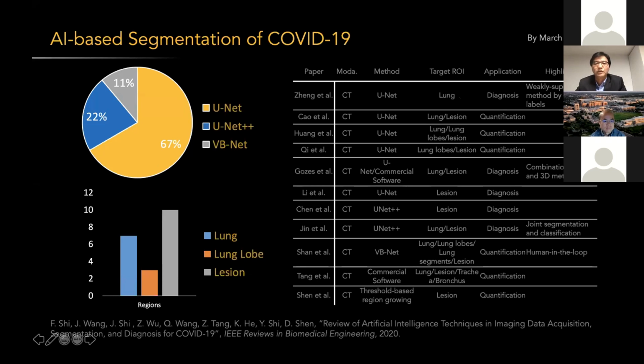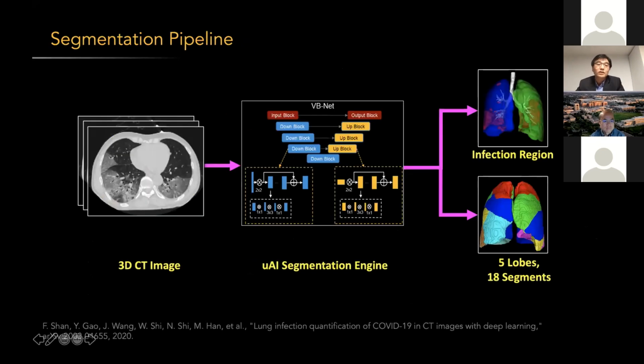These are some examples. In summary, 67% of the papers are using UNet, 22% of papers use UNet plus, and 11% use VBNet. This method is used for lung segmentation, lung and lobar segmentation, and also region segmentations. So this is just one slide showing how to do the segmentation.